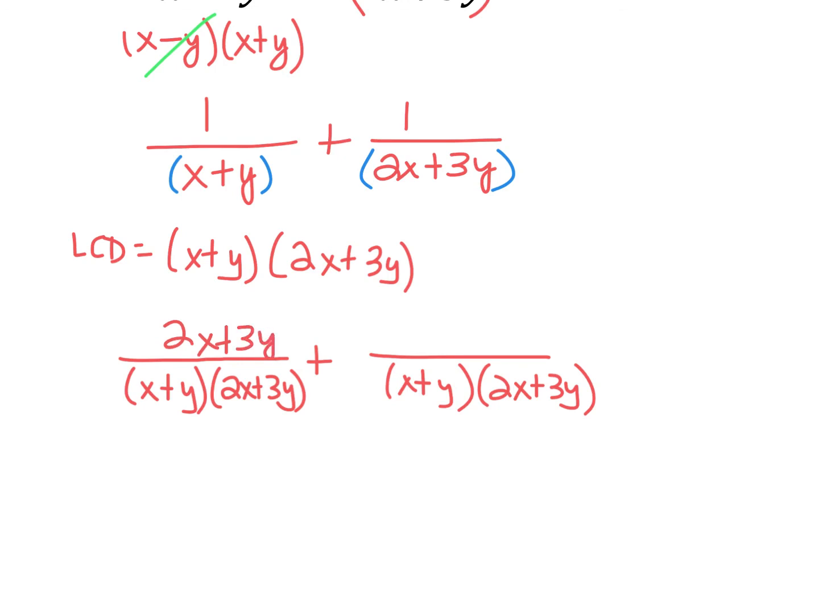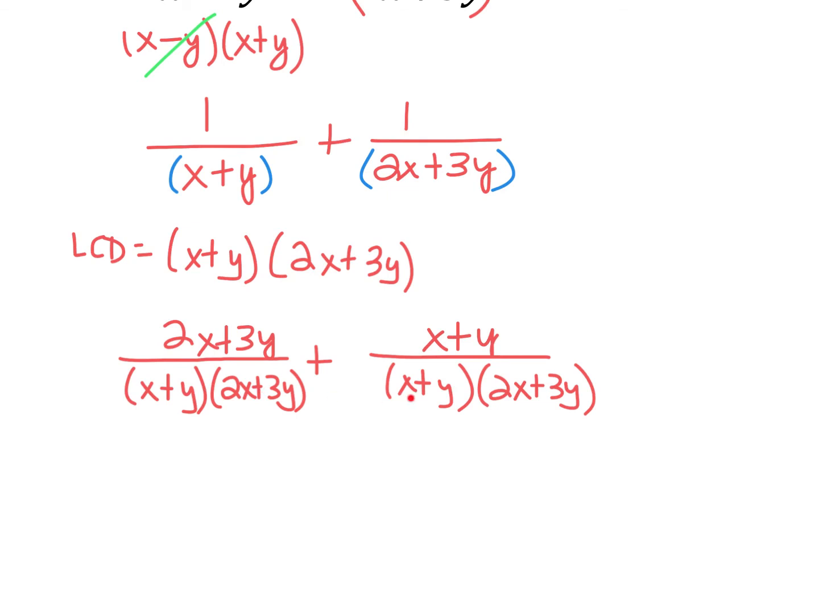Then I'm going to go through a similar process for the second rational expression. To go from an original denominator of 2x plus 3y to a least common denominator of x plus y times 2x plus 3y, obviously we multiply by x plus y. So whatever we multiply the denominator by, in this case x plus y, we must multiply the numerator by. So 1 times x plus y is obviously x plus y.